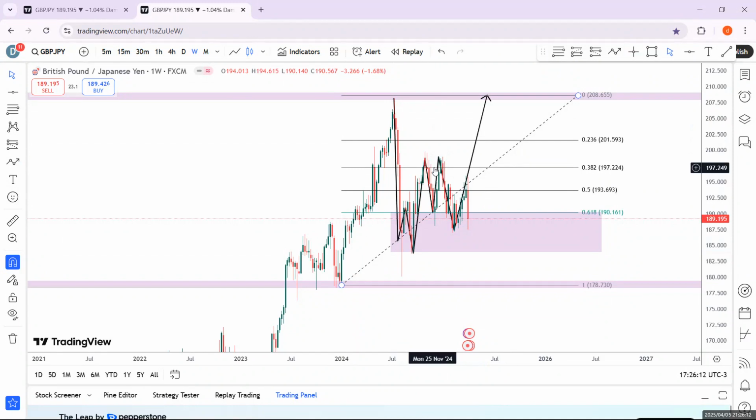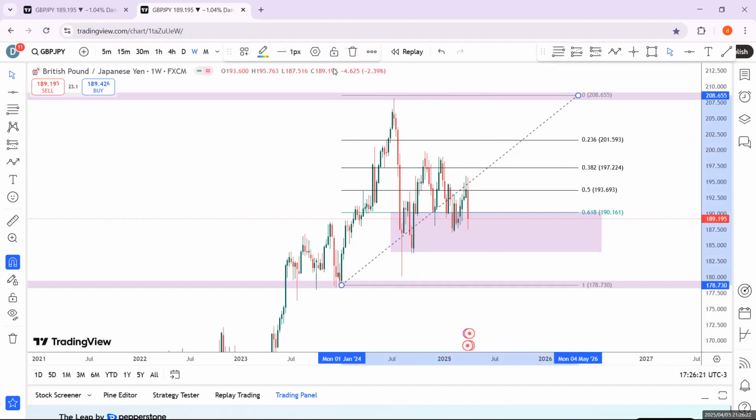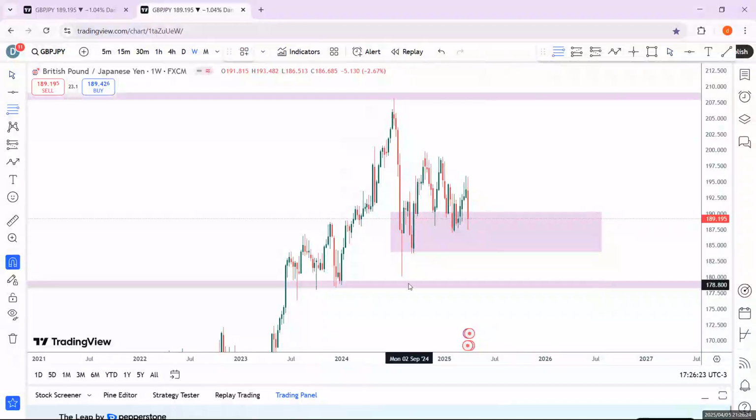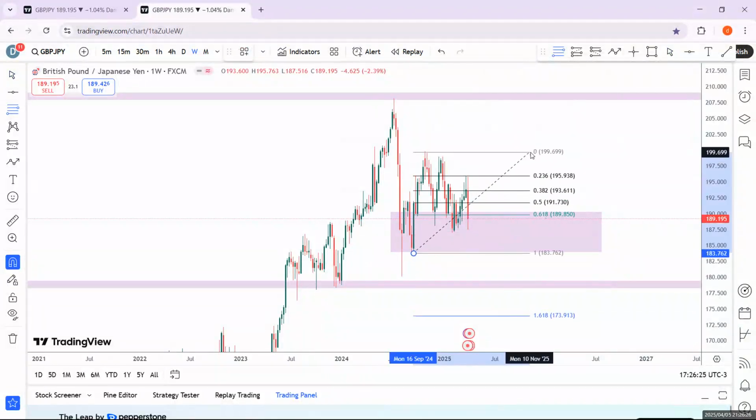Okay, and at the second touch of 61.8, it comes with a lot of momentum, and that sends prices in the direction of the trend. So let's bring out the Fibonacci of that retracement structure. It is from the low here to the high here. These are the Fibonacci levels of the retracement structure.